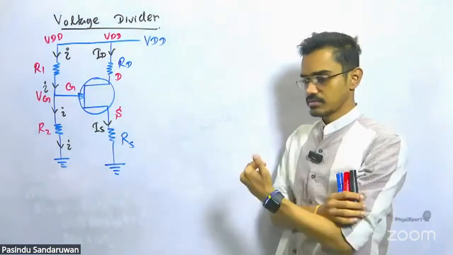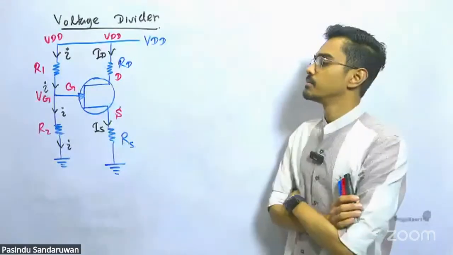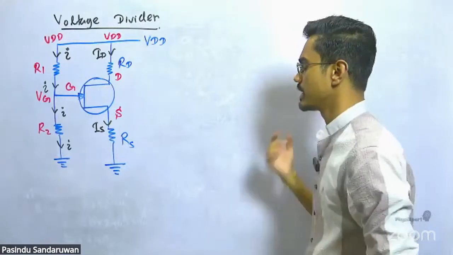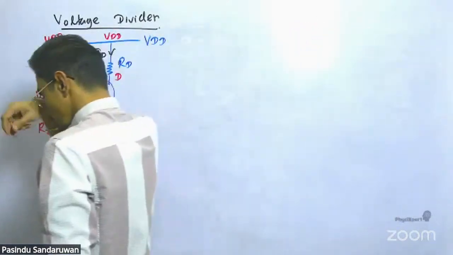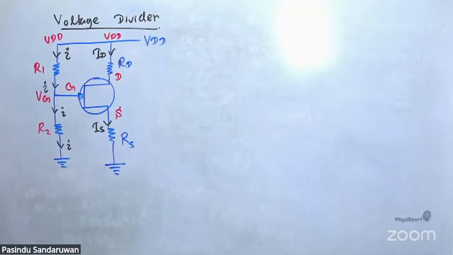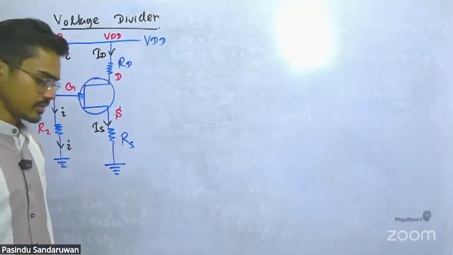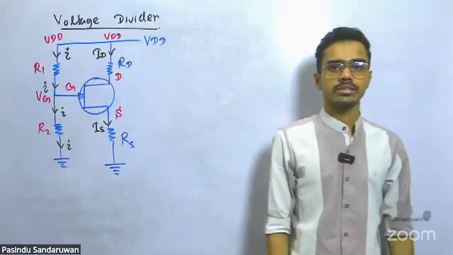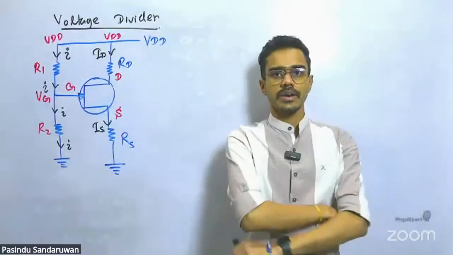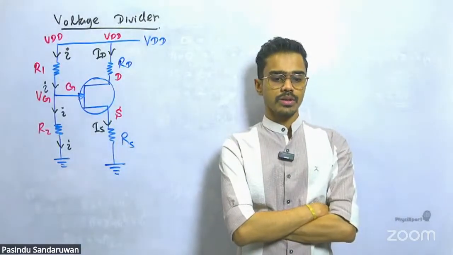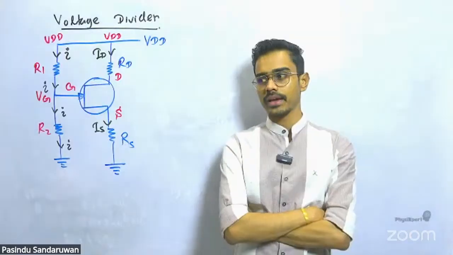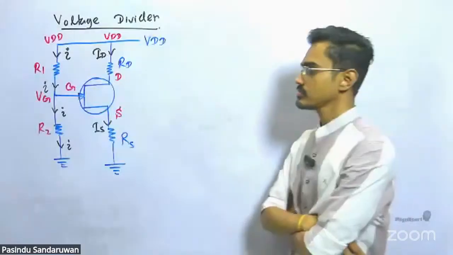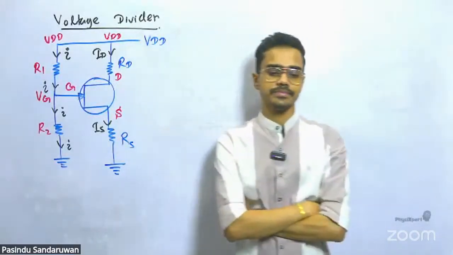Next line, write again: by using voltage divider for R2. Apply voltage divider and find VG and tell me.